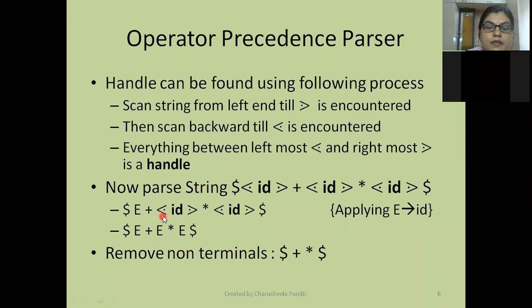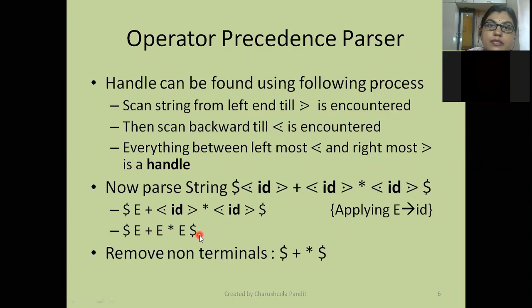Okay. Now if you see, whatever we have in the handle, we have to replace with the non-terminal or the symbol which is on the left hand side of the production. So here ID will get replaced with E. Now again you will have to scan the string to get this particular symbol. Once you encounter this symbol, you have to go back to get this symbol. So you will get another handle, reduce this handle, then reduce this. So what will you get? Dollar E plus E asterisk E and the dollar, right?